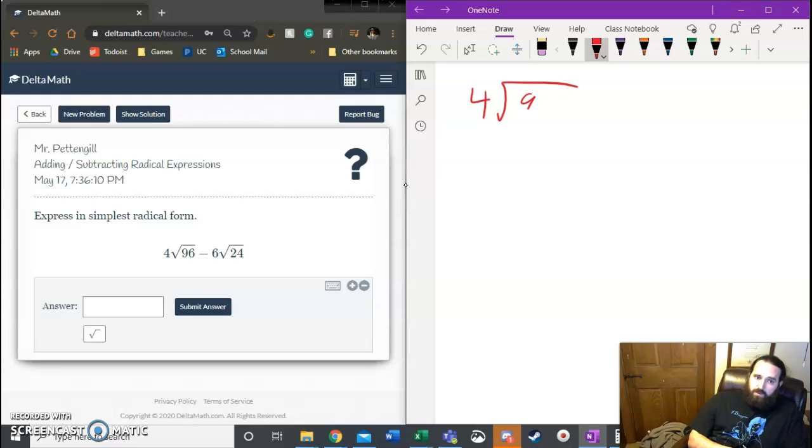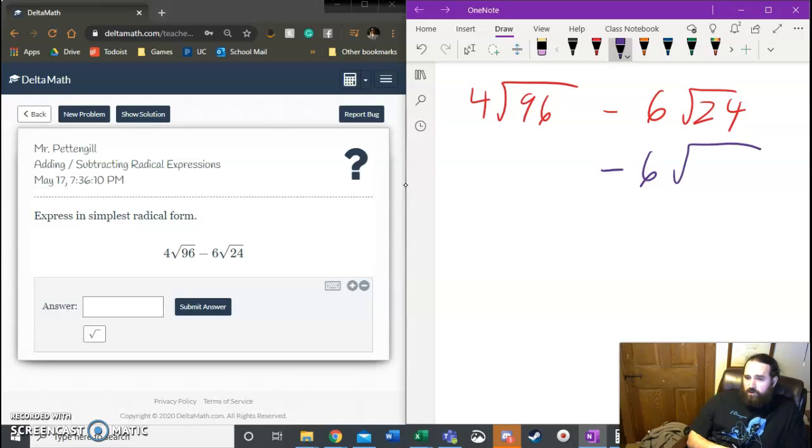So 4 root 96 minus 6 root 24. Well, I like easy things, so I'm going to start on this side. 24 I know is 4 times 6. And 4 is a perfect square. So I'm going to get a 6 times 2 times root 6. This gives me a big hint.